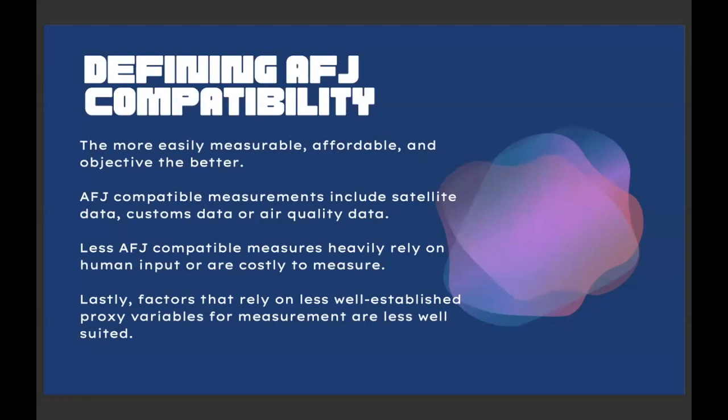That includes things like satellite data, customs data or air quality data, because those are relatively available and well measured. Something that might be less compatible is something that really relies on human input and is costly to measure. And lastly, it's really hard to measure some of these variables. If there are few or bad proxy variables, that also tends to make it less compatible. I think this will make more sense when I show you the analysis I did, but I wanted to give this primer of how I made my decisions around what would be a compatible thing to measure.